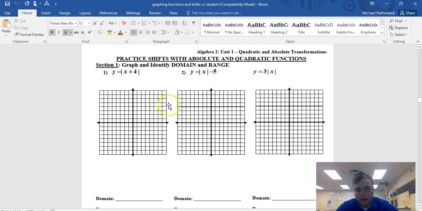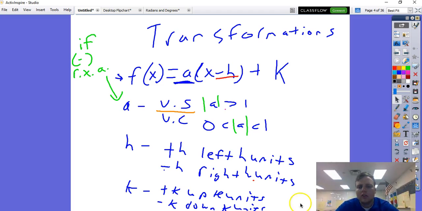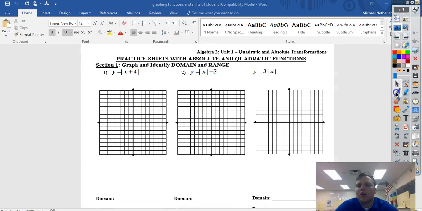We're going to do problem 1 together. It says, y equals the absolute value of x plus 4. Okay, so first thing, it's important to know, what does an absolute value look like in general? Well, an absolute value in general just looks like a V, okay? Alright, so usually this is what it looks like. Alright, but I have a transformation going on here. I have a transformation of plus 4. So what does that mean?